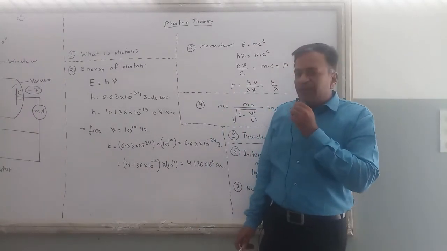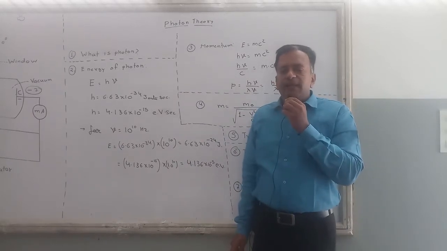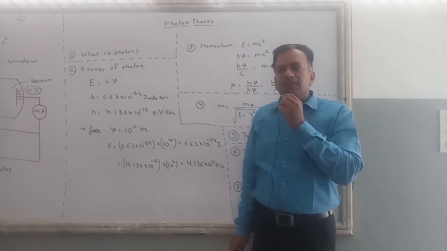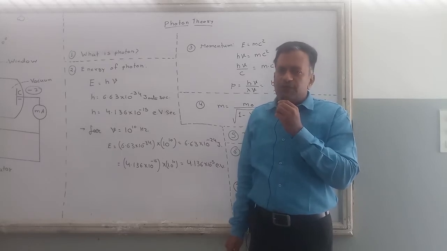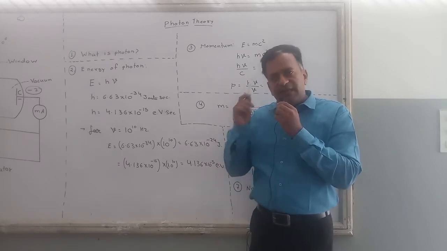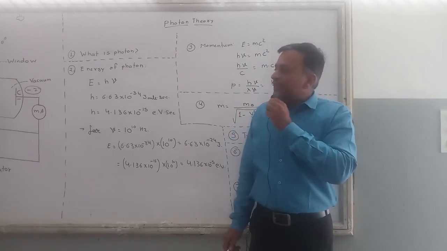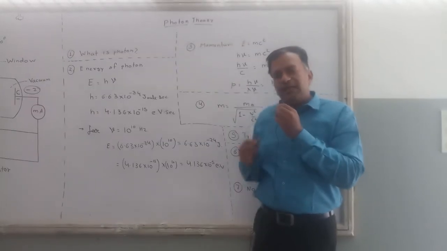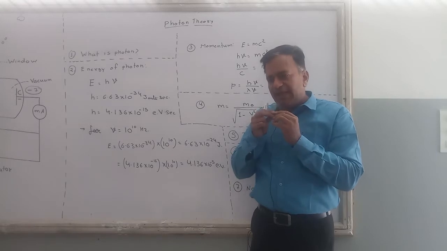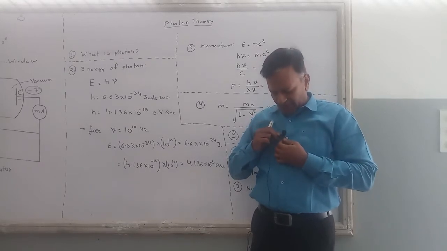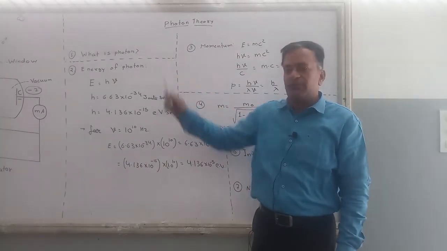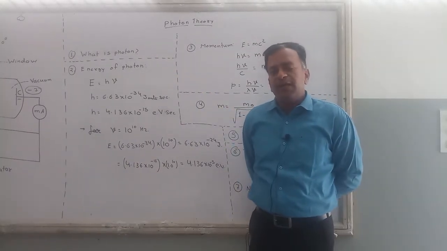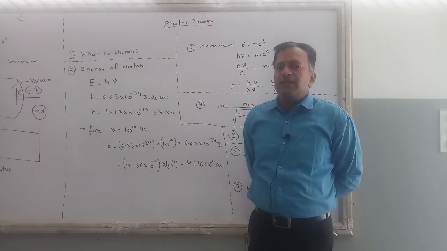See, when light interacts with matter, it behaves as if it is made up of small particles. These particles are called photons. I am repeating it so that it gets in your head straight away. When light interacts with matter, it behaves as if it is made up of some small particles, and these particles are called photons.